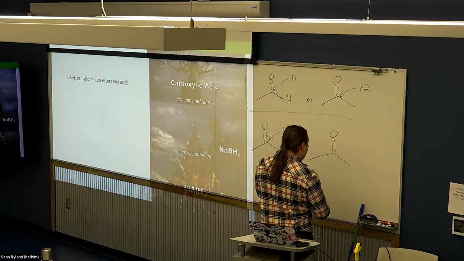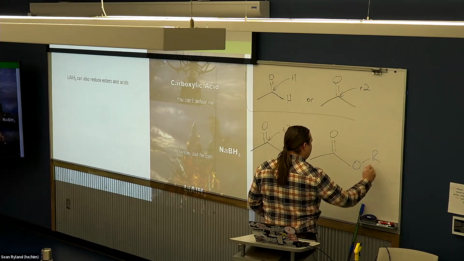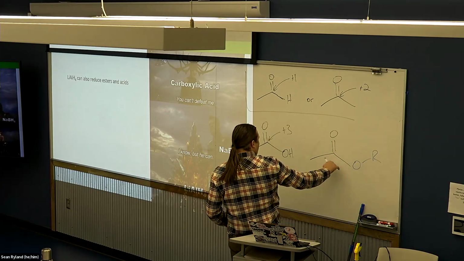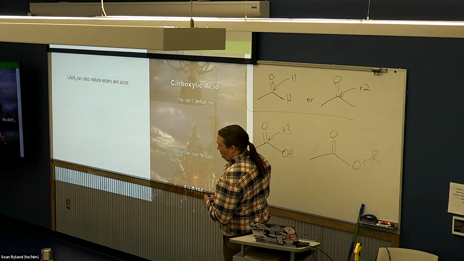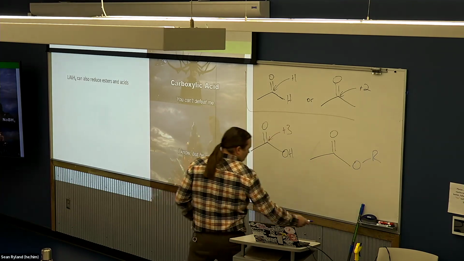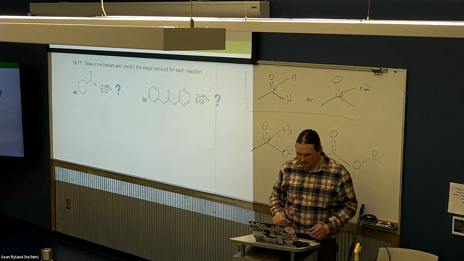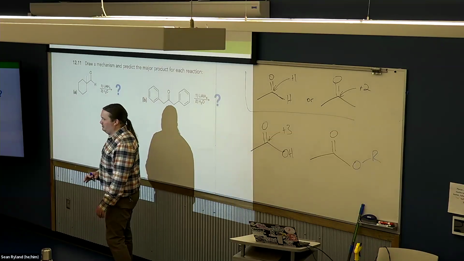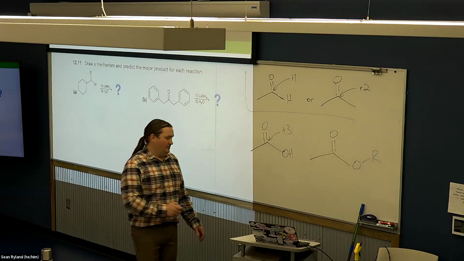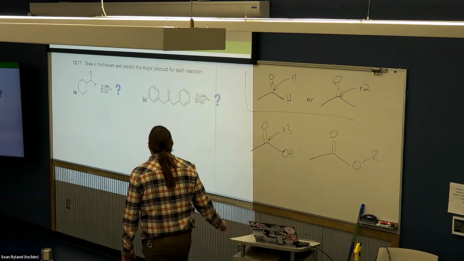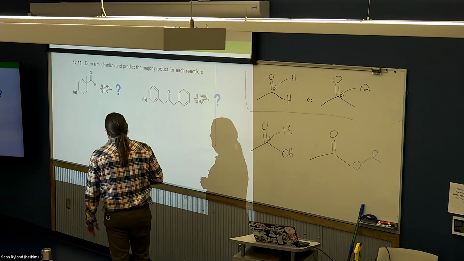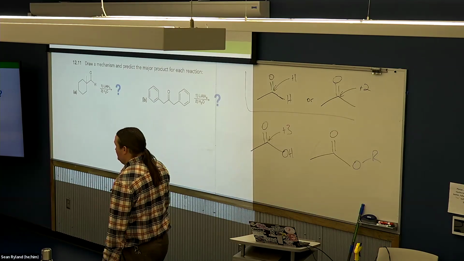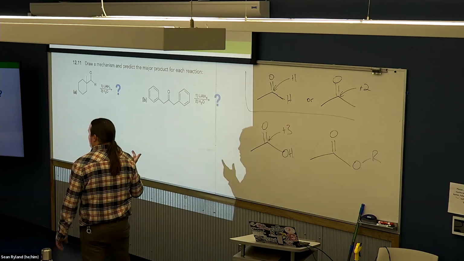So I'll leave those ones up here. Remember, an acid is an OH attached to the carbonyl, and an ester is an oxygen and then another carbon group. All right, so lithium aluminum hydride is basically the nuclear option. Sodium borohydride is a lot more preferable because it's less explosive and has a longer shelf life.